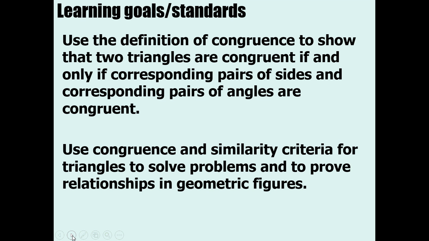So our learning goals, or our standards that we want to make sure that we accomplish today, are that we can use the definition of congruence to show that two triangles are congruent by looking at their corresponding pairs of sides and angles, and also use congruence and similarity to solve problems. In our case, we're going to focus on the congruent part of this and matching up corresponding sides and angles, but these two standards are the ones that we're working on here in this unit.